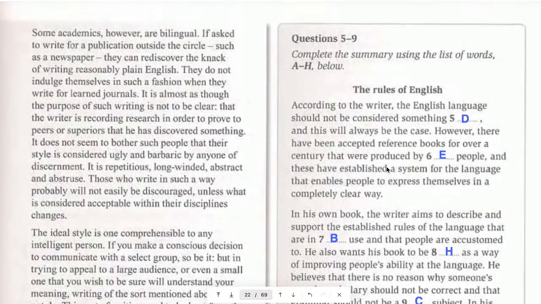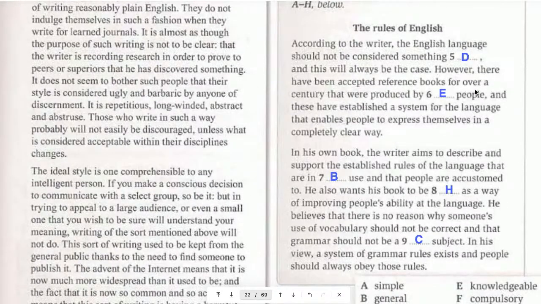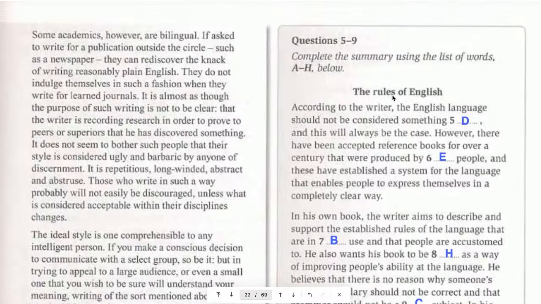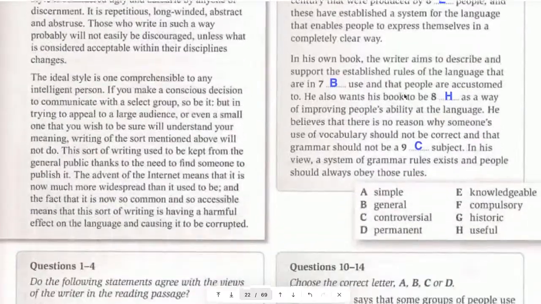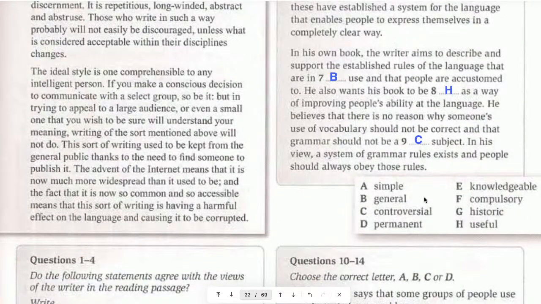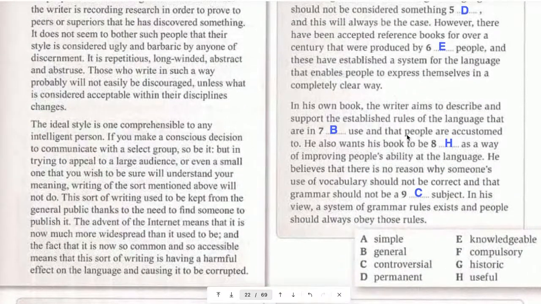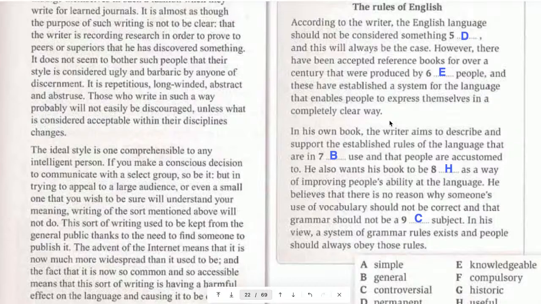Okay, so here, questions 5 to 9, what do they ask you to do? Complete the summary using the list of words A to H below. That means you need to complete this summary about the rules of English, and you have to use the list of words below. You can read those words and then think which one should be the most suitable one here.